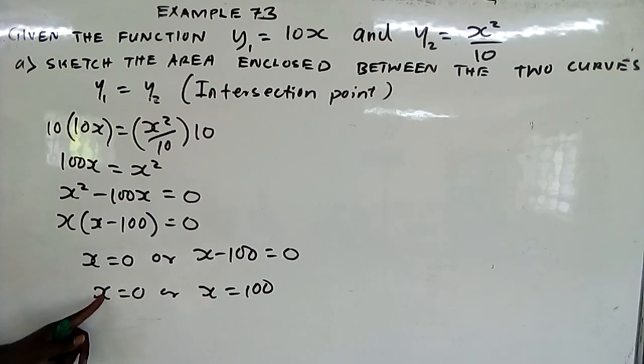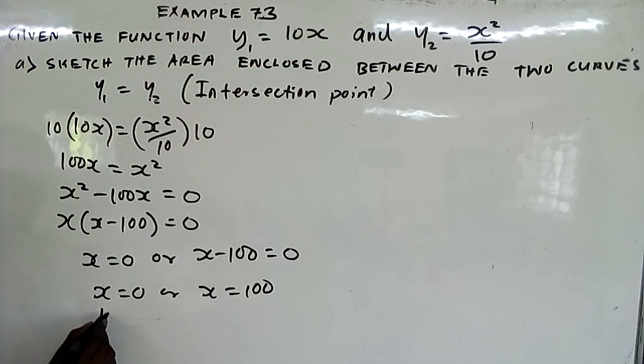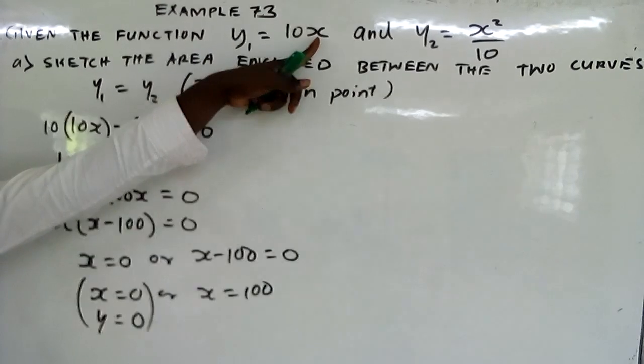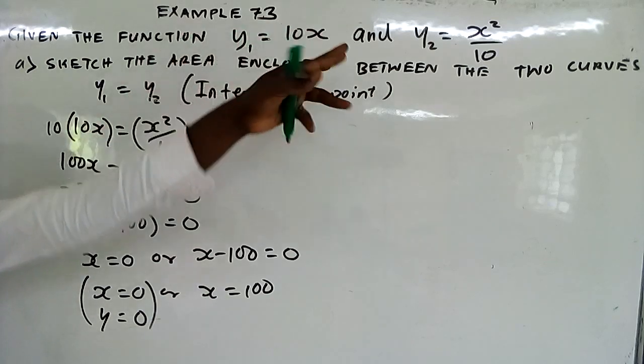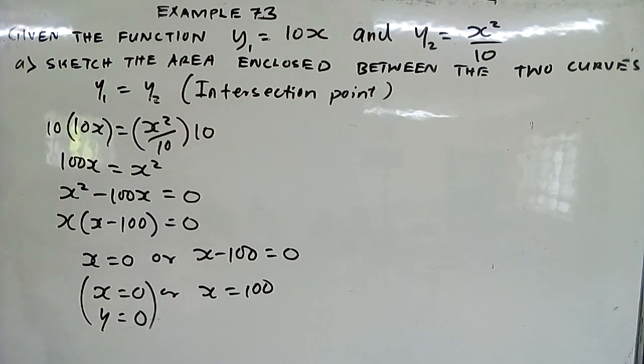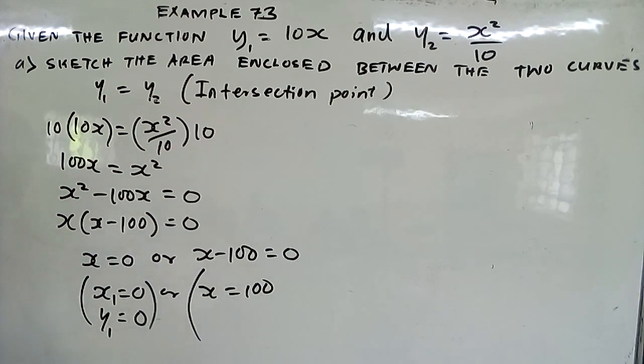Now from here, when x is 0, what is y? You use any of the two equations because they are equal, isn't it? When x is 0, y is 0. When you put 0 where x is, you get y to be 0. Because at the point of intersection they are equal, you use either of the two equations. So you can say this is x1, y1 for the first point of intersection. So you found this point of intersection to be (0, 0). Then you go to the next one.